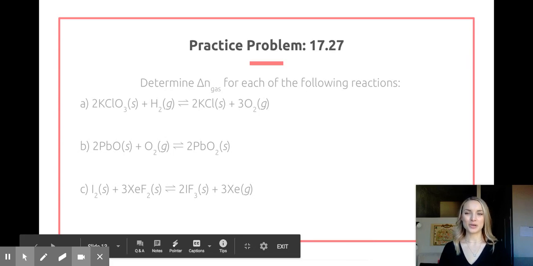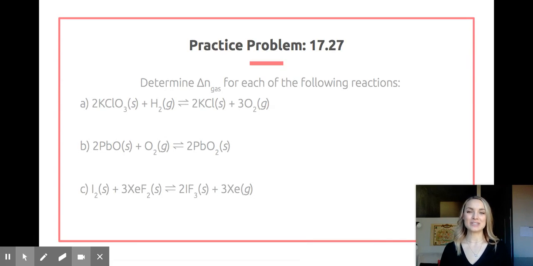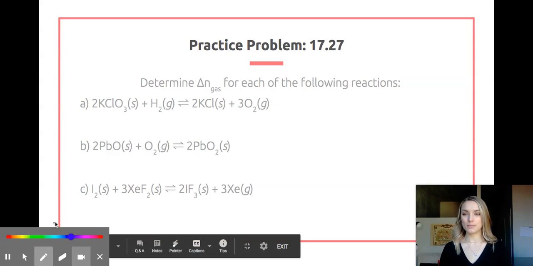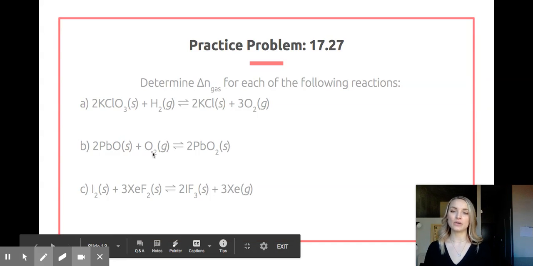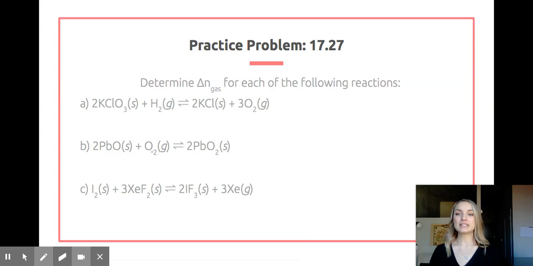Let's take a look at a quick practice problem. This is 17.27 from the textbook. Determine the change in the amount of gases for each of the following reactions. All right, let's take a look at A. We have 2KClO3 solid plus H2 gas yields 2KCl solid plus 3O2 gas. So the first thing to remember here is that we're only looking for the change in the amount of gases, not in the amount of our solids.